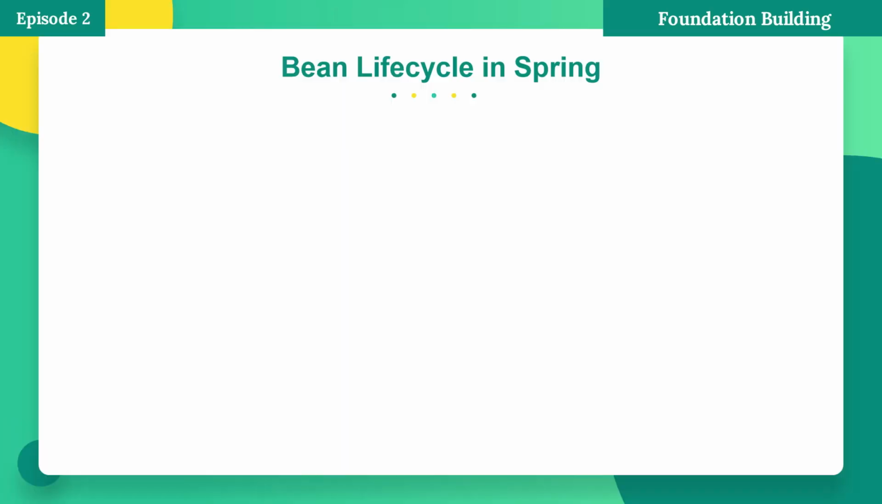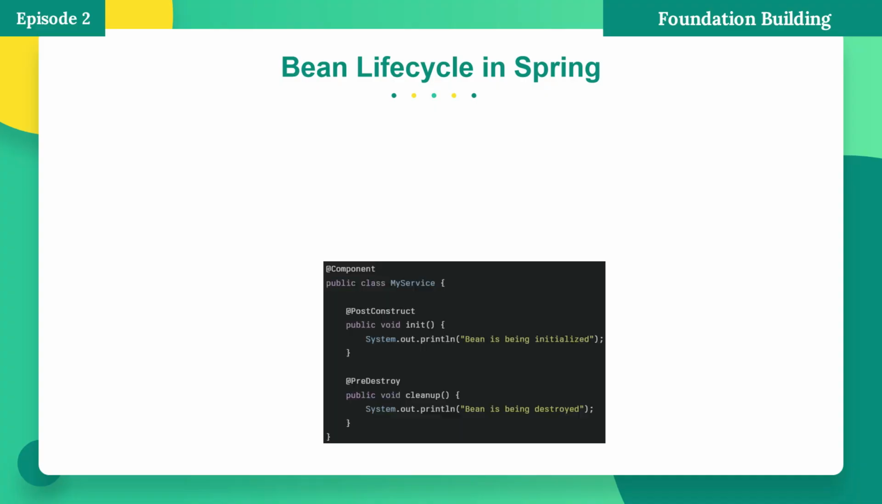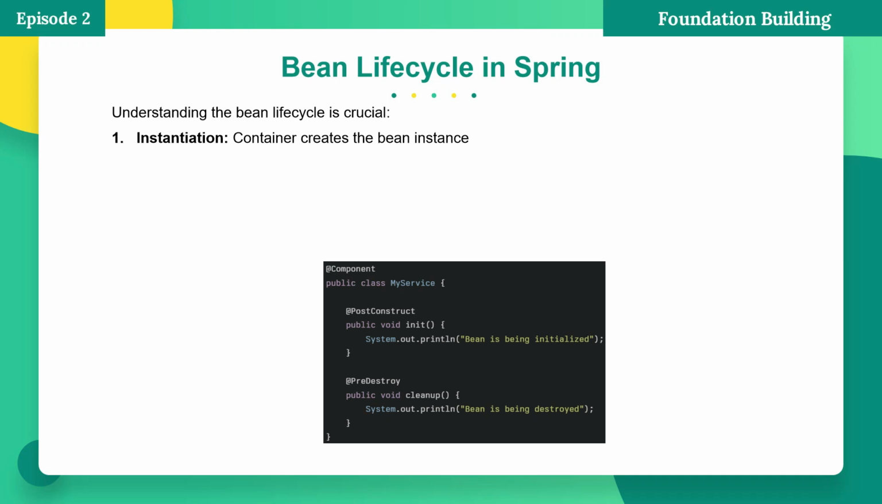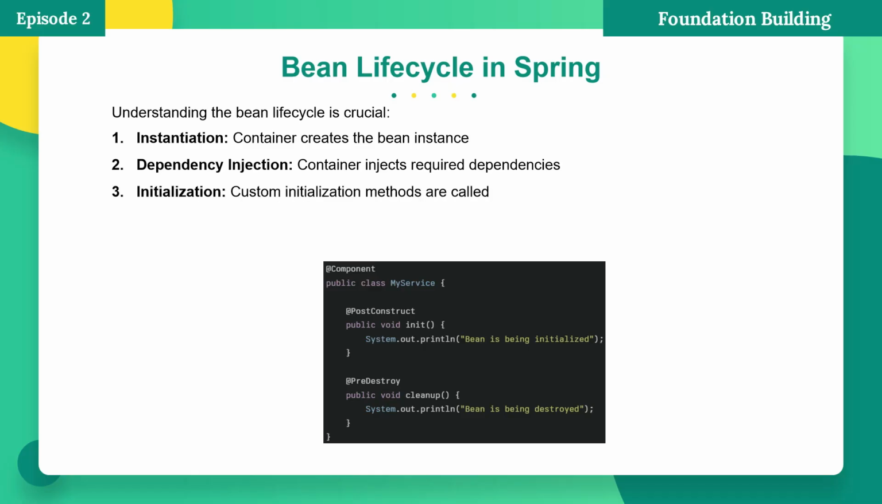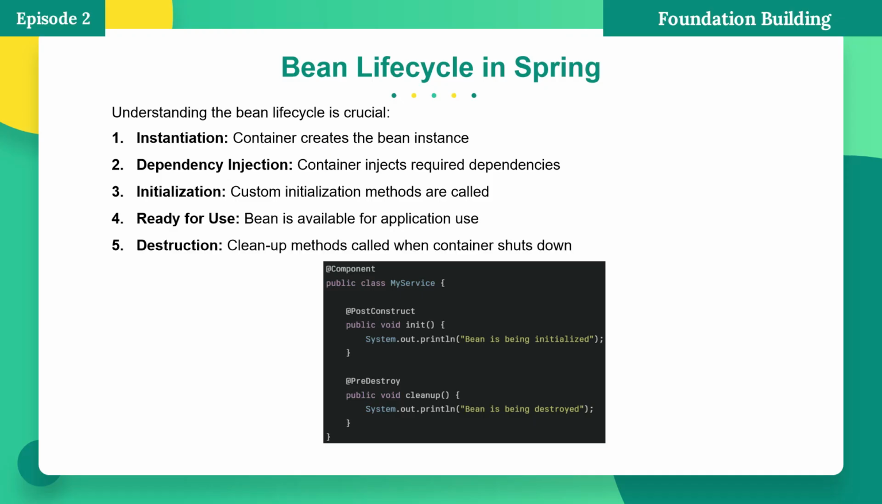So let's look at the bean lifecycle in Spring. Understanding the bean lifecycle is crucial. First, instantiation, where the container creates the bean instance. Then dependency injection, where the container injects the required dependencies. Initialization, where the custom initialization methods are called. Then ready for use, where the bean is available for use. And after it has been used, cleanup methods are called when the container shuts down, so it destroys the bean.